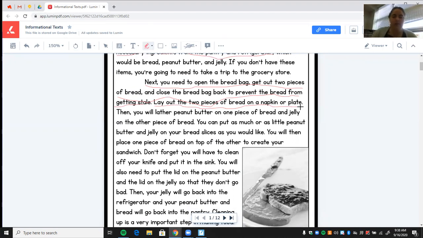Well, that's 2, right? So let's look at those 2. And you can look at any of the ones in the middle if you want, but let's look at these 2 specifically. So the first one says we need to open the bread bag and get our 2 pieces of bread and then close it. Okay? Then our next step is to lay it out on a napkin or a plate. So let's explain it. So what's happening?